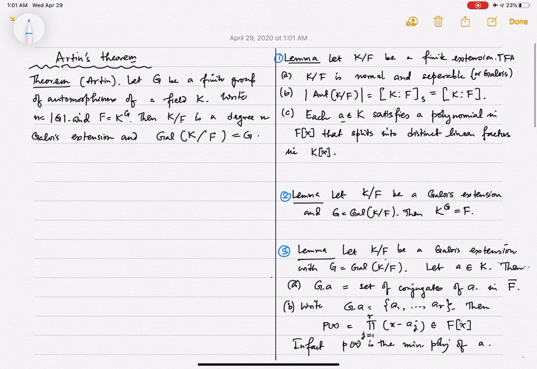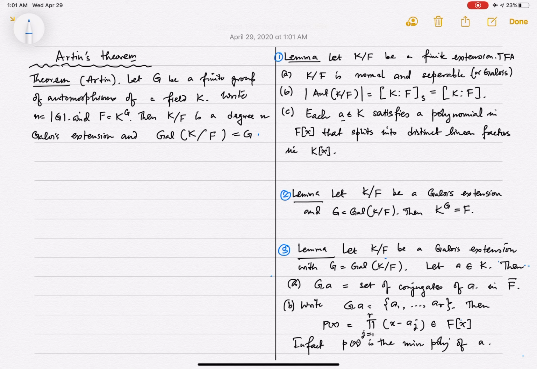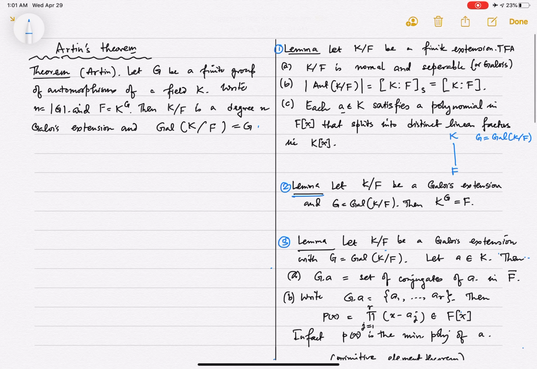Okay. Now let's get to Artin's theorem. First I'll point out this lemma 2 on the right. It says that if you take a Galois extension K over F, and let's call the Galois group G, then the fixed field K^G, meaning all elements of capital K that are fixed by every element of capital G, happens to be just the base field F. Artin's theorem is sort of a converse to this.